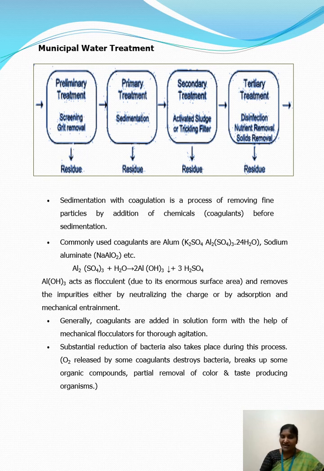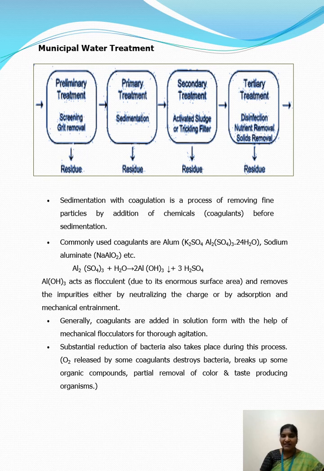A few coagulants I've mentioned here. Number one, it can be alum, or number two, it can be sodium aluminate. You see the formula for aluminum sulfate there. So we are treating it along with water. This converts it into a product called aluminum hydroxide. Your aluminum hydroxide can act as a flocculant because it has large surface area. It removes all the impurities present in water by neutralizing the charge or by adsorption or by mechanical treatment.